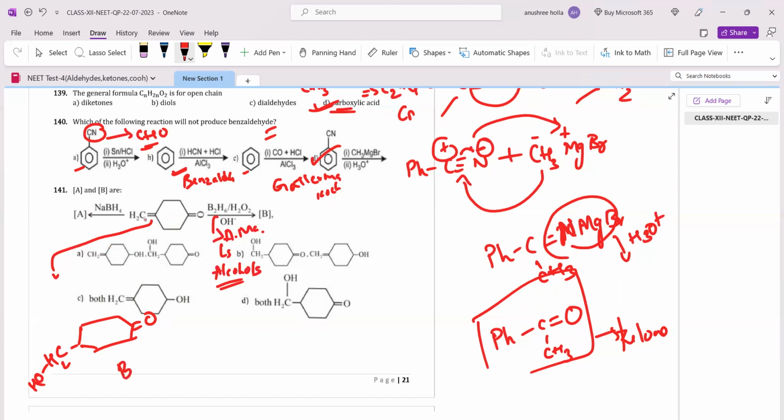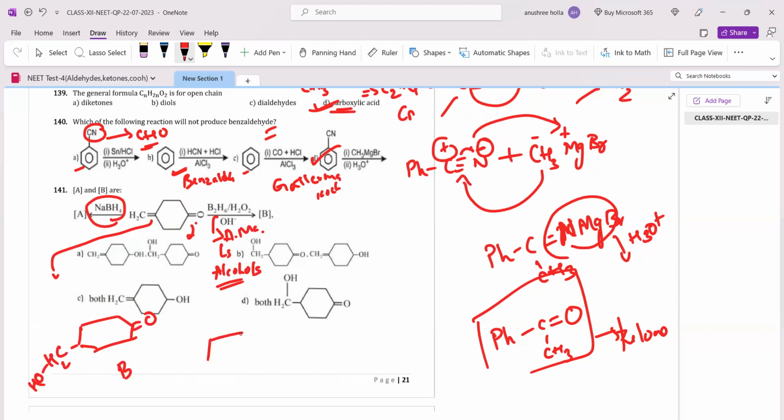Now coming to A. So what is it? We are adding sodium borohydride, which is a reducing agent. What will it do? It will just reduce your ketone, right? Ketone to alcohol. But what kind of alcohol will I get? Since it is a ketone, we'll get a secondary alcohol. To reduce this, we have to break a bond. We'll add one hydrogen here and one hydrogen here.